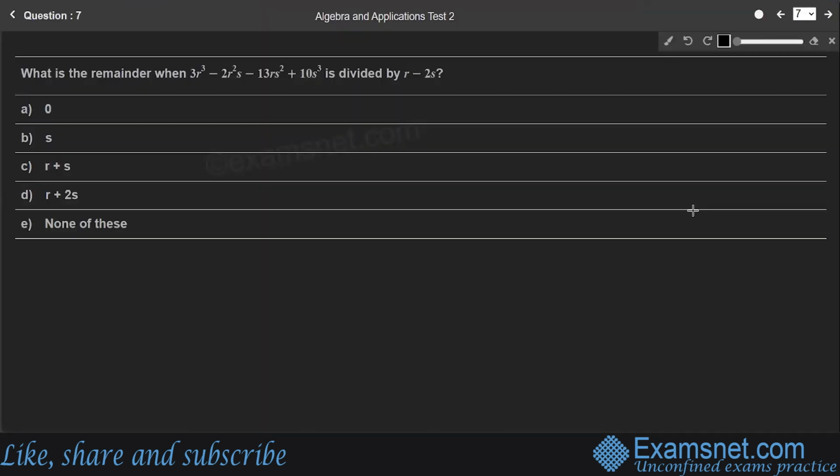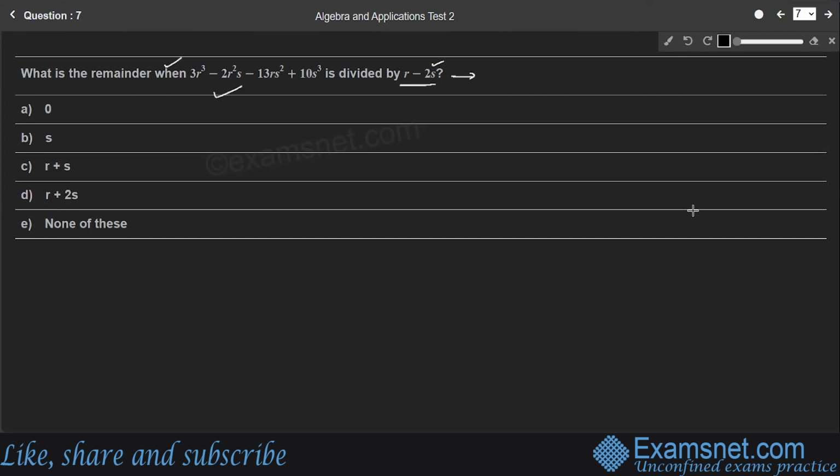Question number 7. What is the remainder when 3r cube minus 2r square s minus 13rs square plus 10s cube is divided by r minus 2s? Here, one of the factors of the given expression is given. So here r minus 2s is one of its factors, right?